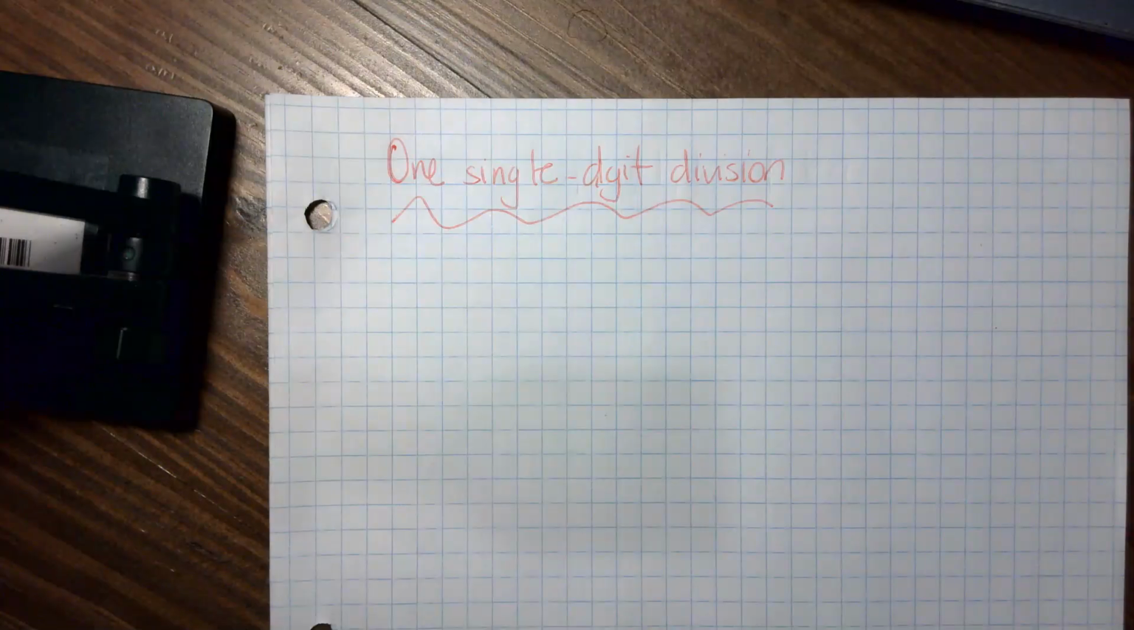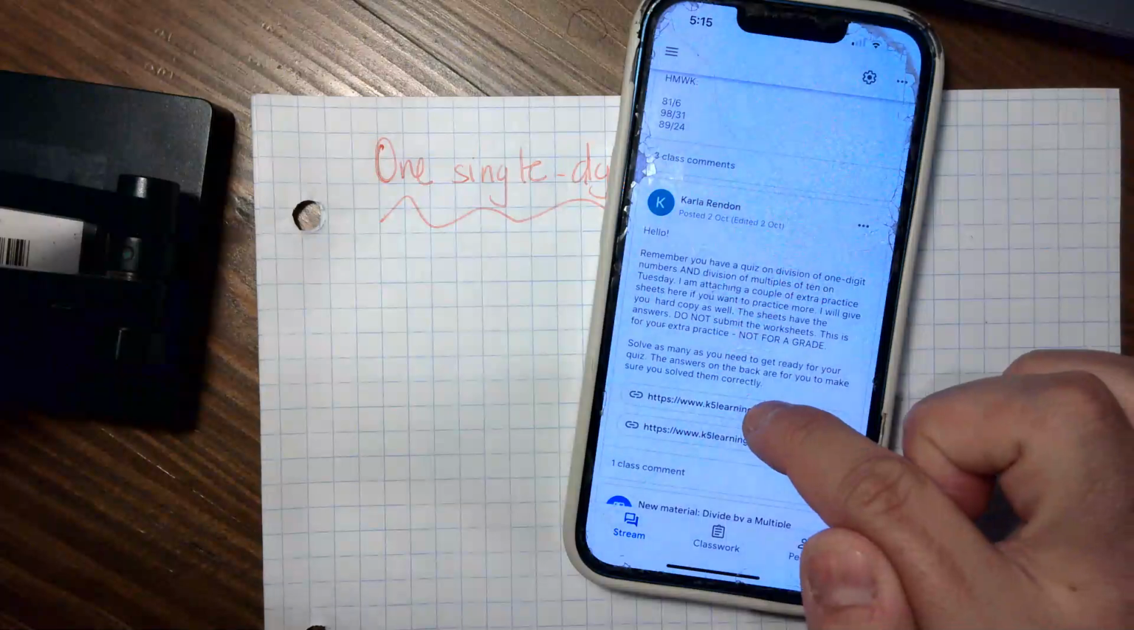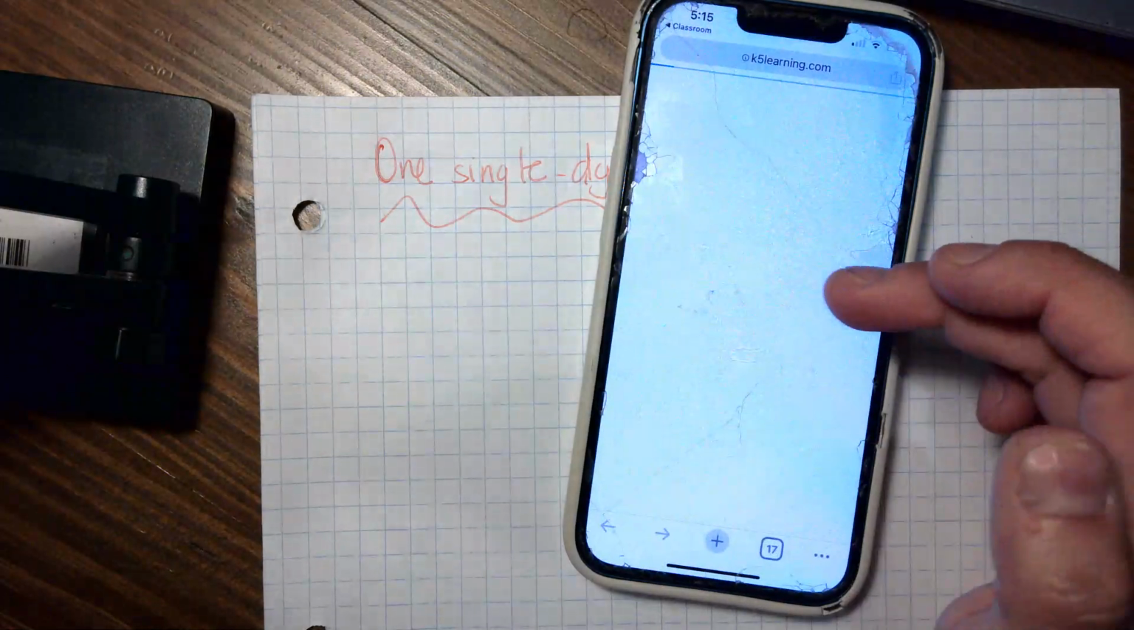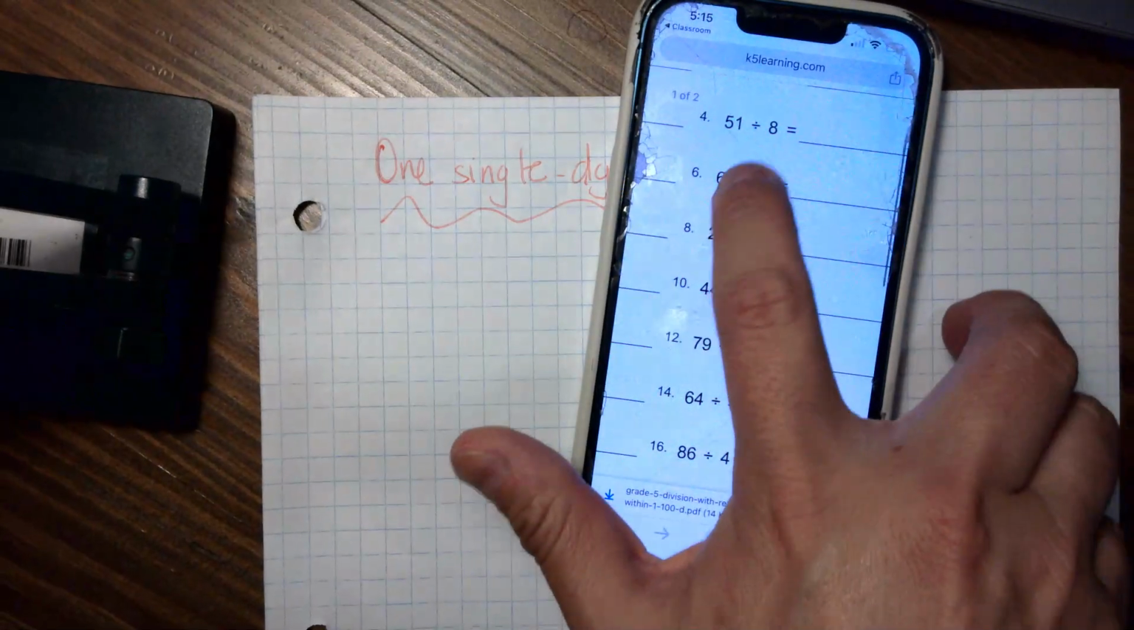Remember, I told you it was a study guide, but that you didn't have to do it for a grade because you have a quiz on this tomorrow. So I'm going to solve some of those exercises right now, so that you can practice, or if you still have questions, I can help you with those, okay?